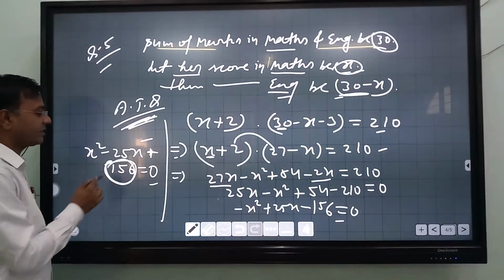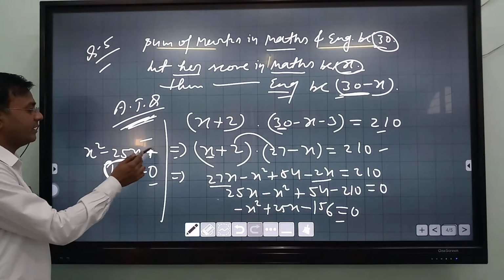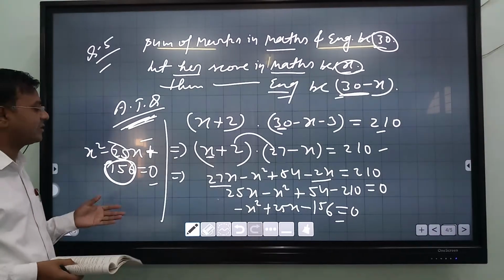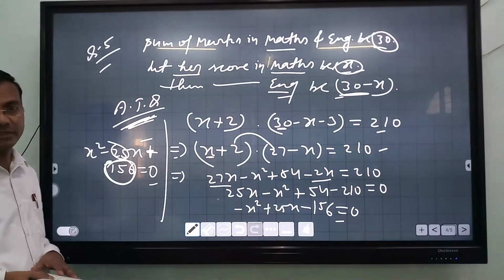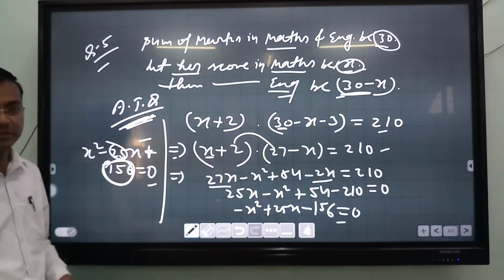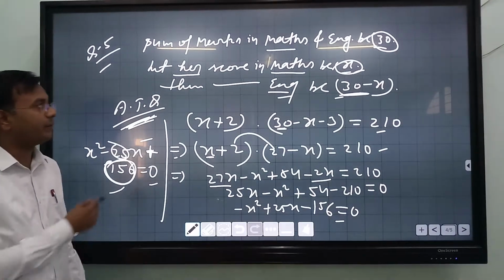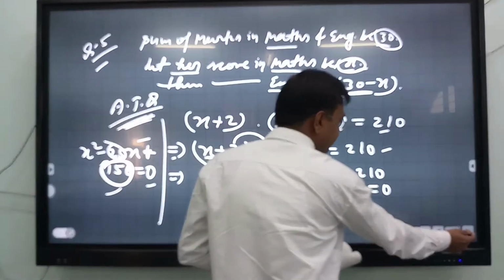Now do the prime factorization of 156 and find the numbers so that the sum comes 25, or you can use completing the square or the quadratic formula if you do not wish to apply the factorization method. So it is up to you, you have 3 methods, right? Any suitable method which you find, you can apply to solve this question. Now question number 6.